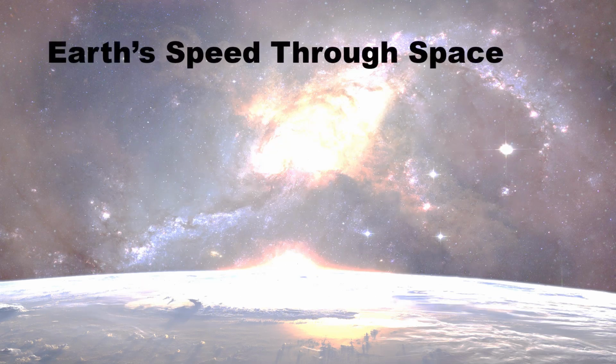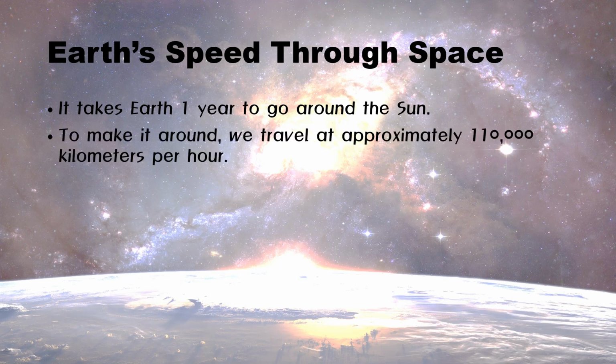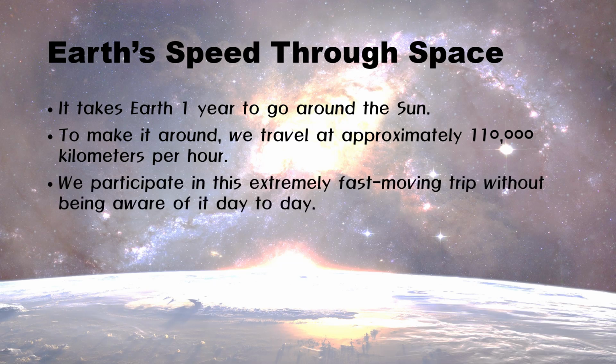Now, Earth, of course, is traveling through space. And as you probably know, it takes about 1 year for us to go around the sun. That's why we have our solar year. Now, to make it all the way around the sun, we are actually traveling about 110,000 kilometers per hour. So that's really fast. Well, why are we going so fast and not flying off? Well, the reason we're able to participate in this fast moving trip without being aware of it day to day is due to a combination of a lack of resistance and gravity, keeping us anchored to the planet itself.